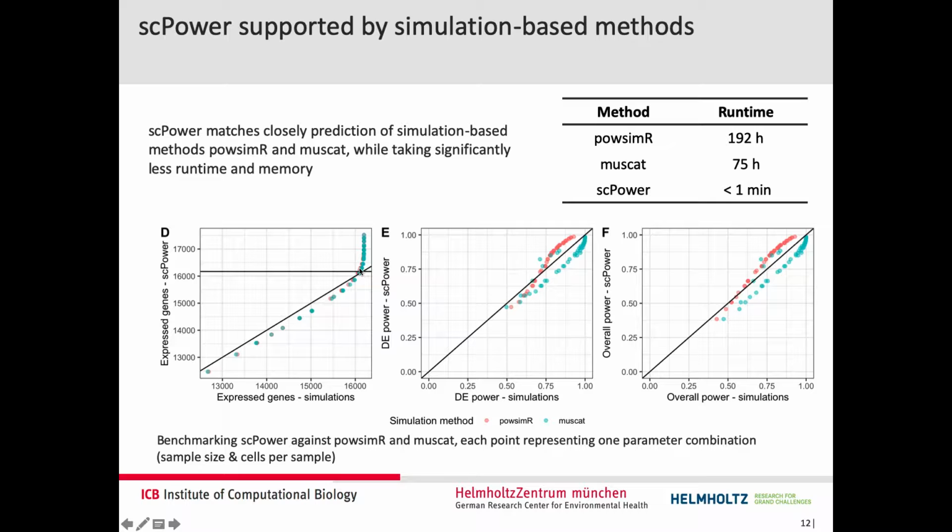The big difference is the runtime and memory. Because our method is analytic, it takes less than a minute to calculate all these different parameter combinations, while it takes multiple days for both simulation methods. And also the memory can be an issue if you want to simulate a large population, as it's often required for eQTL studies. So the strength of our method is definitely to compare a lot of different parameter combinations.